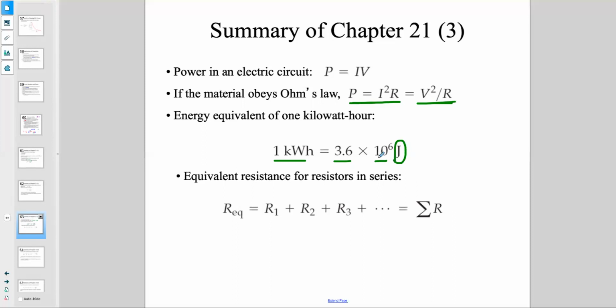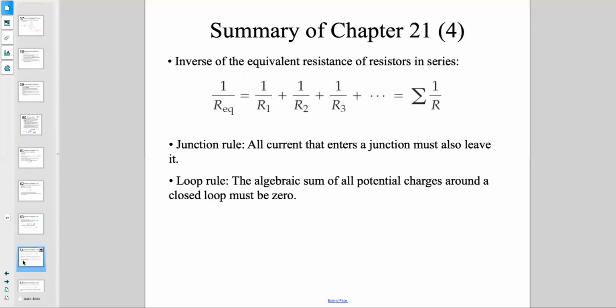And then we talked about resistance. For resistors in series, R equivalent or R total is that you add them up. But for resistors in parallel, there is a relationship: 1 over R equivalent is 1 over R1 plus 1 over R2 plus 1 over R3 and so on.